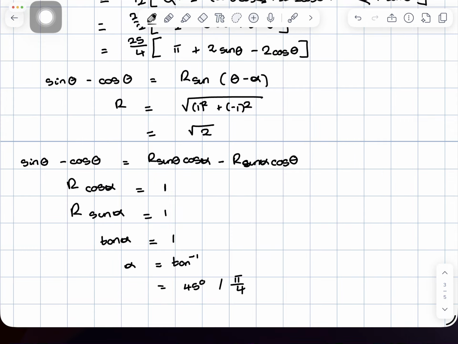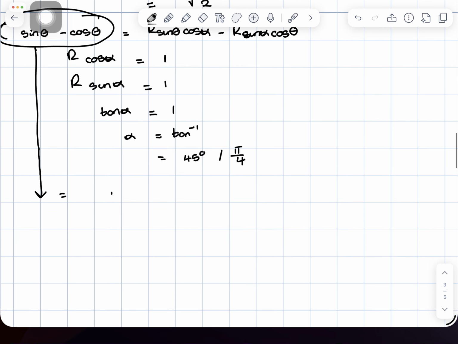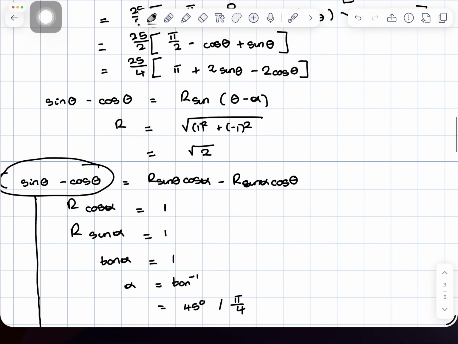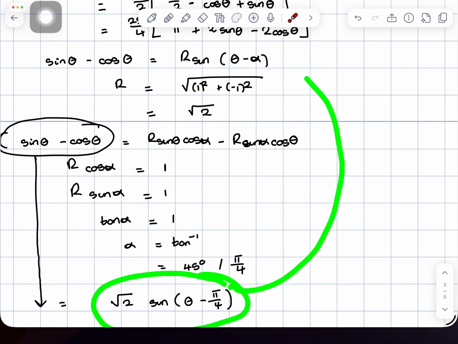Right, so meaning that sine theta minus cos theta, this one, is equivalent to R, which is root 2, sine of theta minus pi over 4. Clear, right? Okay, so I am going to take this answer and inject it over here.